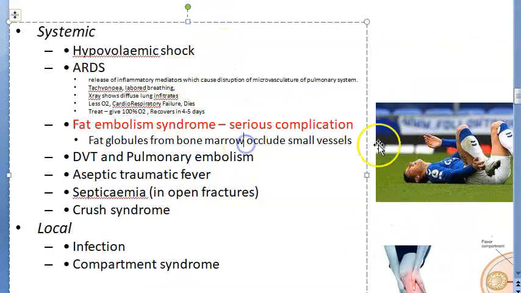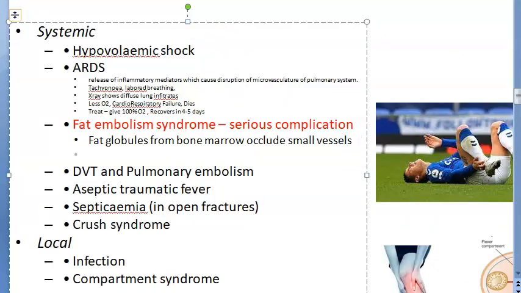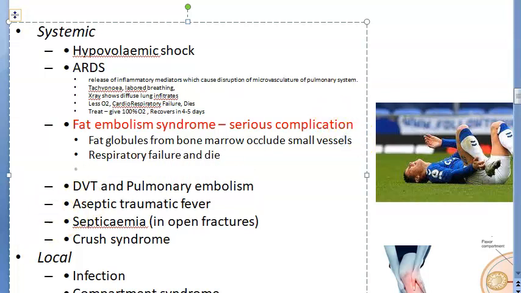So this person can go into respiratory failure and die. Okay, but if it is to the cerebral part, then what can happen? He can go into coma.